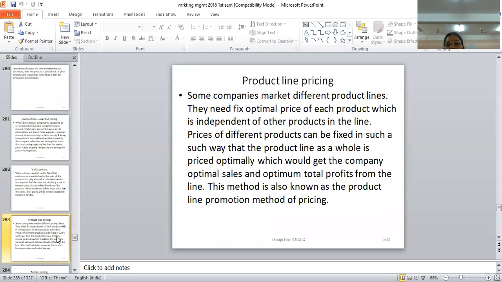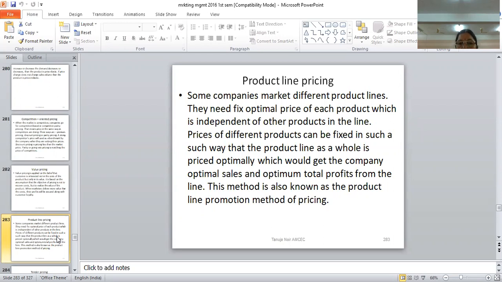Then product line pricing is another strategy where companies, as you know, have different product lines. We discussed this in class: a product line means a company selling a group of soaps is a product line. It is selling a group of toothpaste is a product line. A number of face washes it is selling, that is a product line. So huge companies will have different product lines like this.